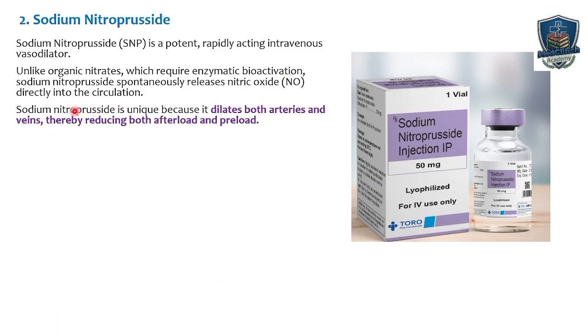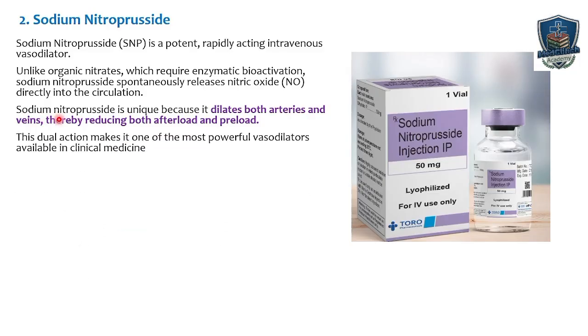Another unique feature of sodium nitroprusside is that it dilates both arteries and veins. And when you dilate both, what happens? When you dilate arteries, you decrease afterload. When you dilate veins, you decrease preload. This dual action makes it one of the most powerful vasodilators available in clinical medicine, very powerful.